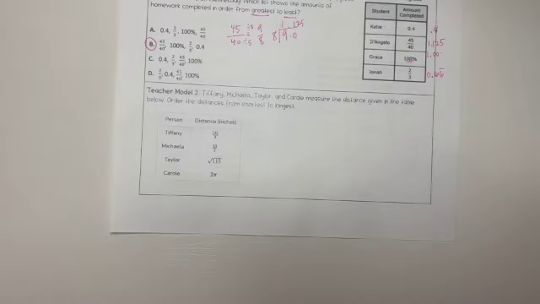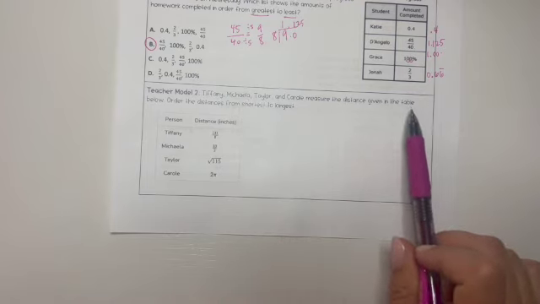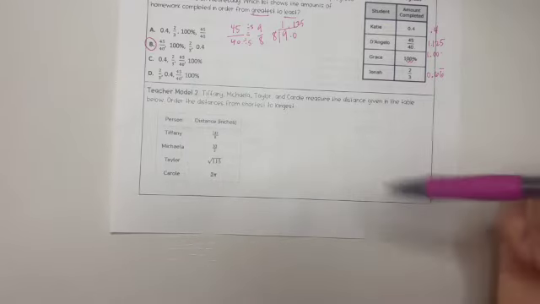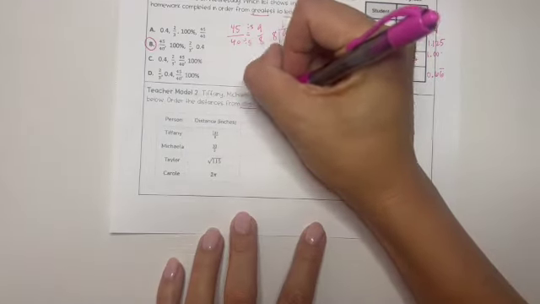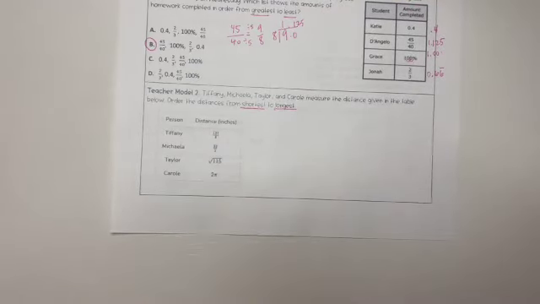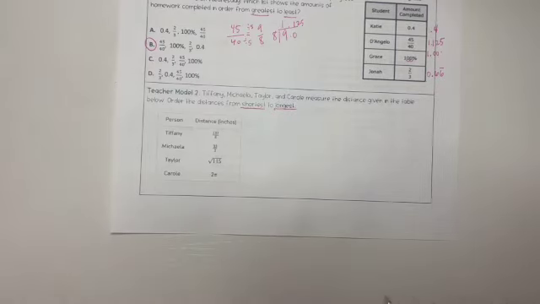So the first thing I'm going to do is read the question. Tiffany, Michaela, Taylor, and Carol measure the distance given in the table below. Order the distances from shortest to longest. So the first thing I'm going to do is identify, I'm going to go from shortest to longest. So in my head, I'm going to go from least to greatest or smallest to biggest. The first thing I'm going to do is convert all of these to the same format, which I'm going to choose as a decimal.